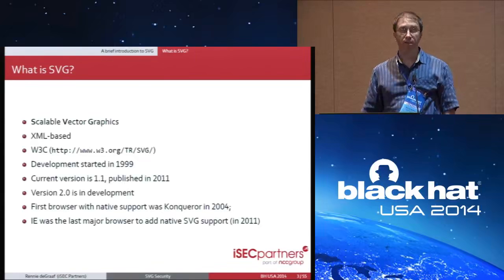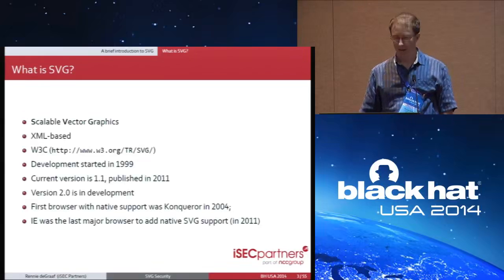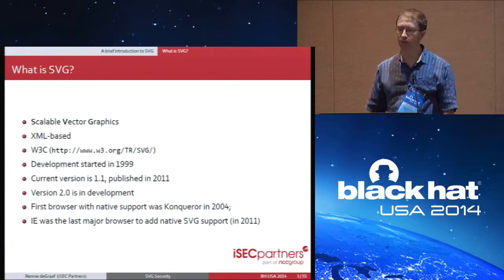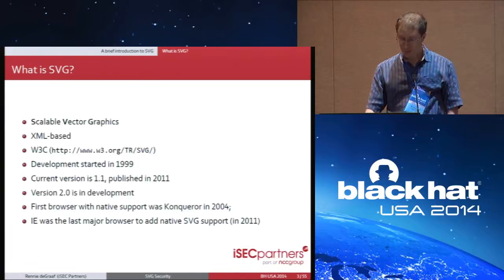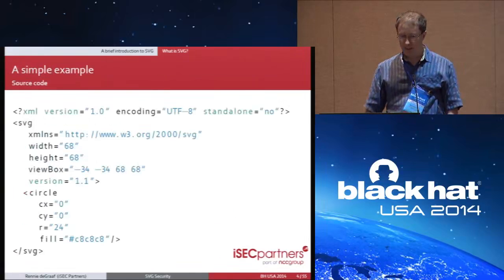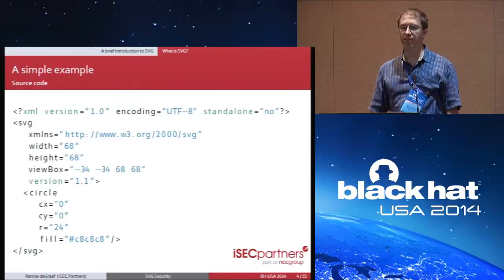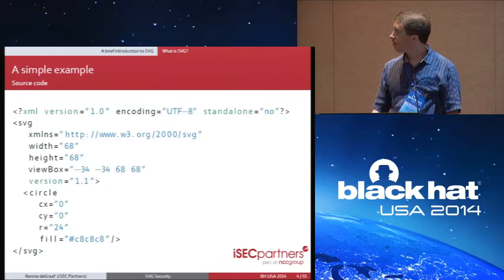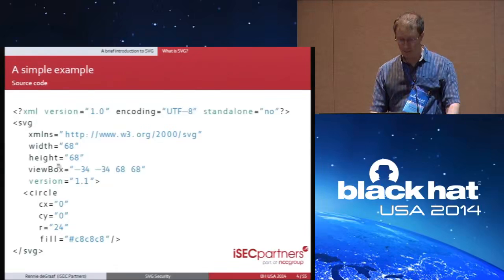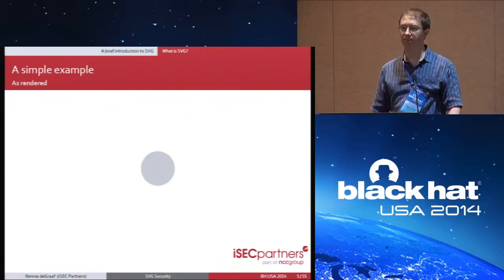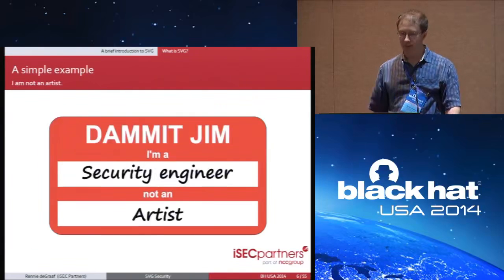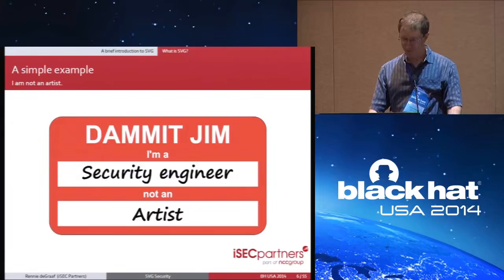All of the major browsers support SVG natively, Internet Explorer being the last one to add support in 2011. But native support's been growing ever since about 2004 when Konqueror added it in. SVG is a fairly simple format, at least if you're doing simple stuff, and that's all I really need for this. So here I have an SVG that's a square box and it draws a circle in it. And the circle is gray. When I render it, it looks like this. Nothing fancy. Art skills are not required for doing security research.